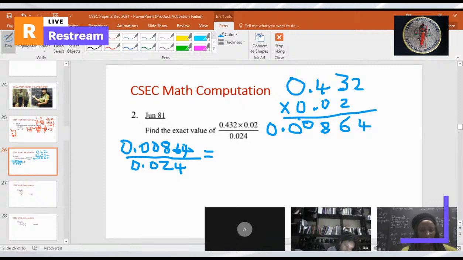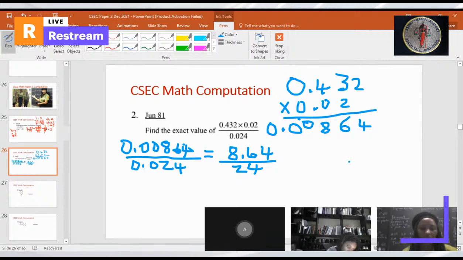We'll multiply by 1,000 to move it to the right. We move 3 places to the right to clear the decimal place. So that becomes what? 24. All right, and we do the same to the dividend. So 3 places to the right would be 8.64. All right, 8.64.